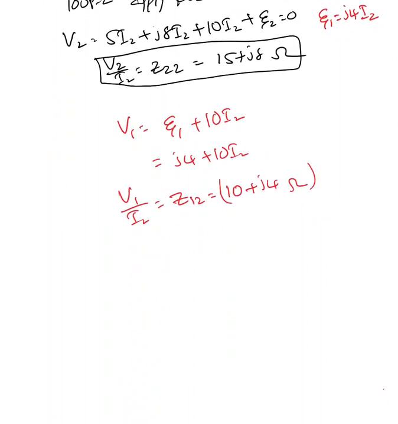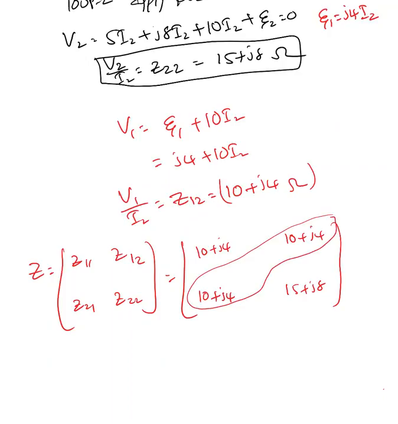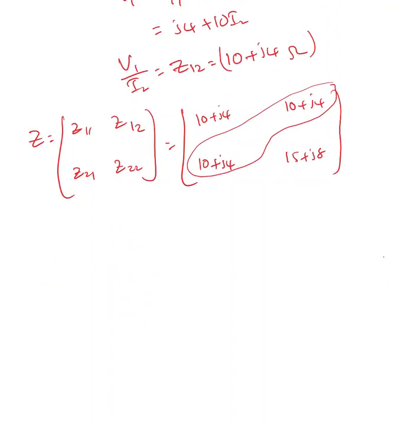Now I'm going to write down everything together. I have the Z parameters, which are Z equals Z11, Z12, Z21, Z22, and I'm writing them in matrix format, equal to 10 plus J4, 10 plus J4, 10 plus J4, 15 plus J8. Now these two are the same quantities, so Z12 and Z21 are the same, so it is a reciprocal network. If it is a reciprocal network, we can represent this by using the T model, my apology.